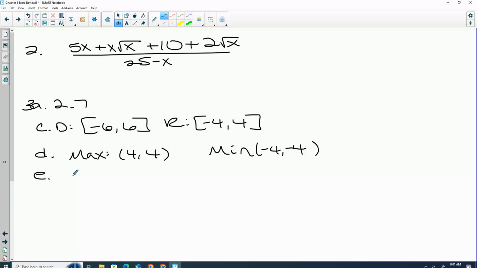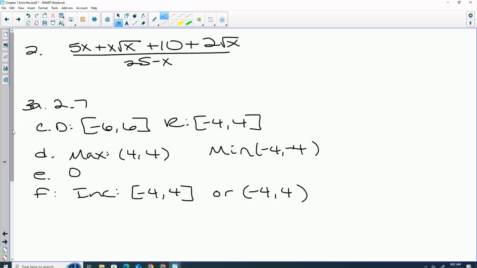E, zeros are where you cross the x-axis, so that's just at 0. F, it's increasing from negative 4 to positive 4. Doesn't matter if you have parentheses or brackets. Are we okay with those? So the one we asked about was 3b.